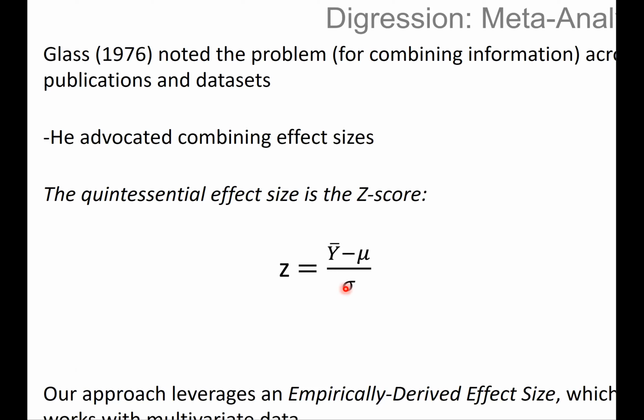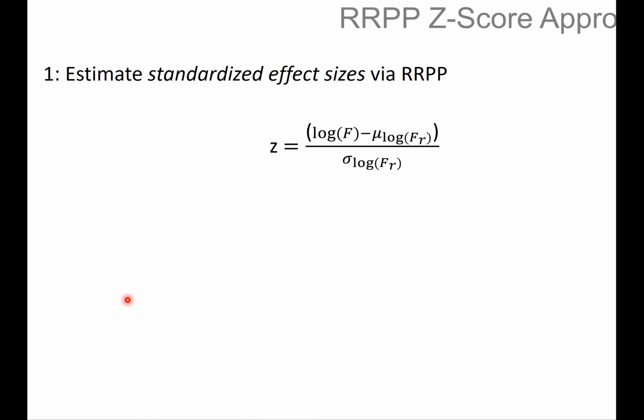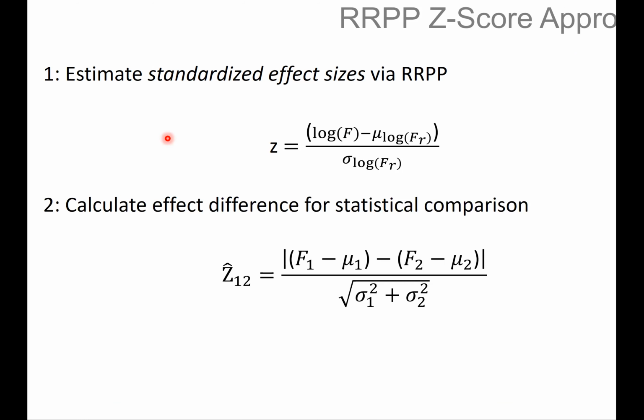Well, we can do this, but with RRPP, we use not the theoretically derived mu and sigma, but the empirically derived values from the permutation procedure. So we run our data, get our summary measure, and estimate Z through the residual permutation procedure. We do that for two different data sets. We then calculate the difference between them, just using a two-sample Z-score. And now we have a statistical test that allows us to compare the strength of signal.